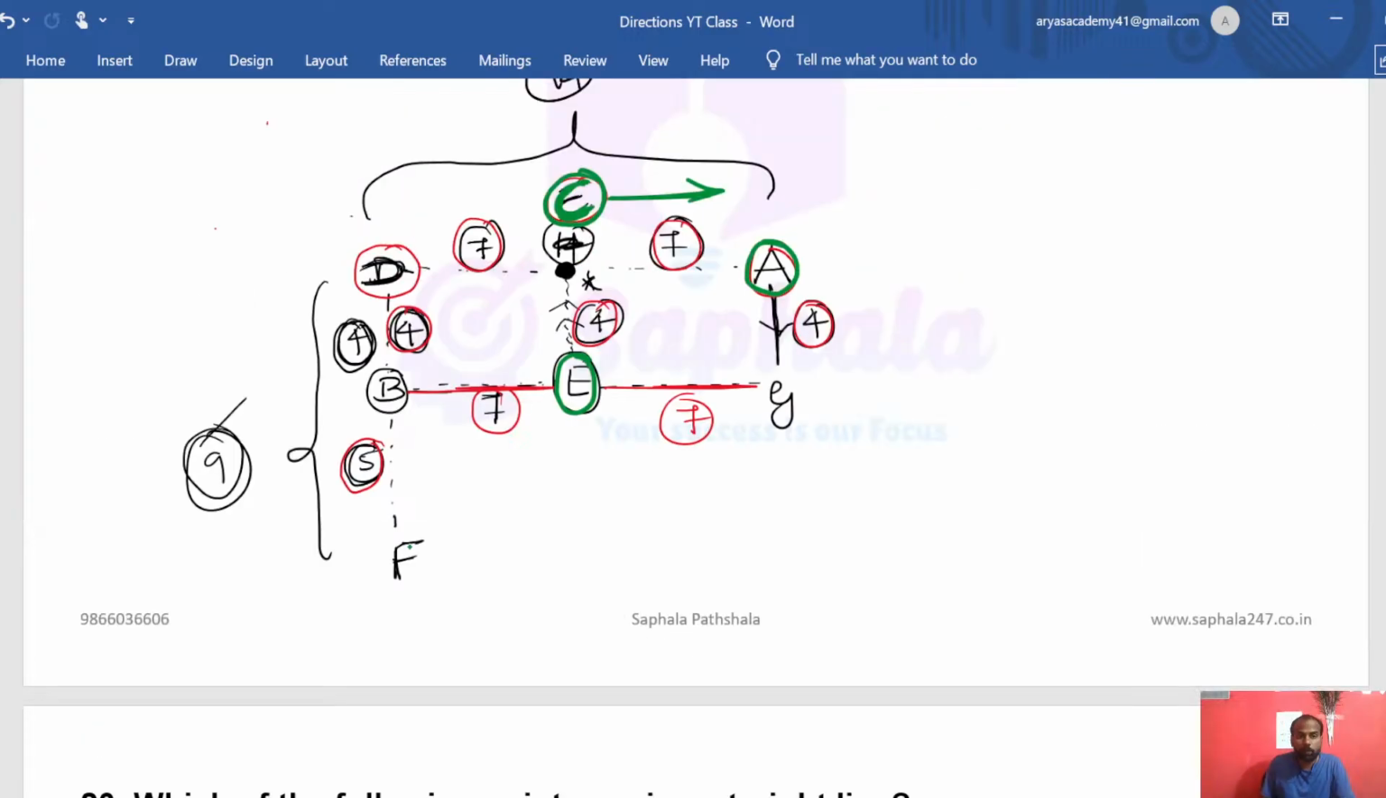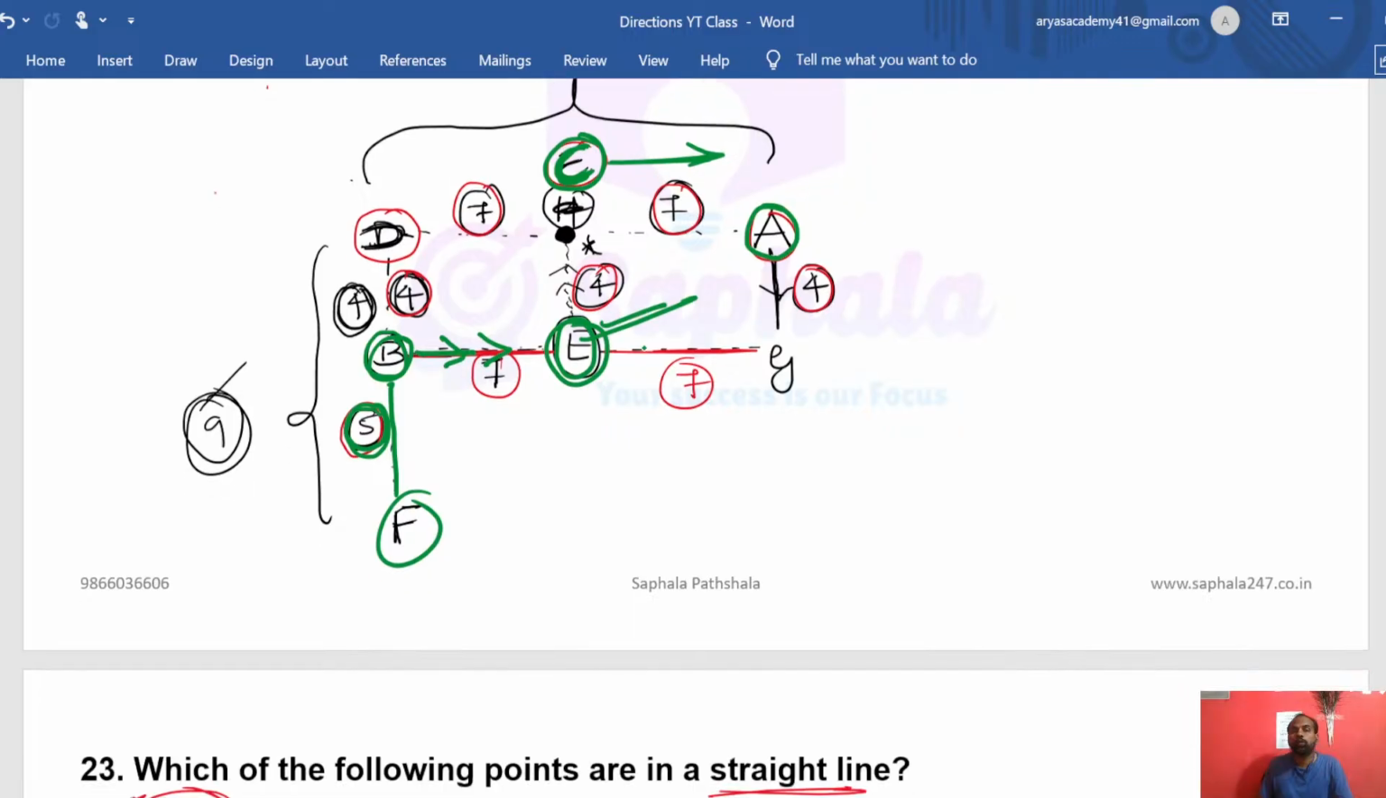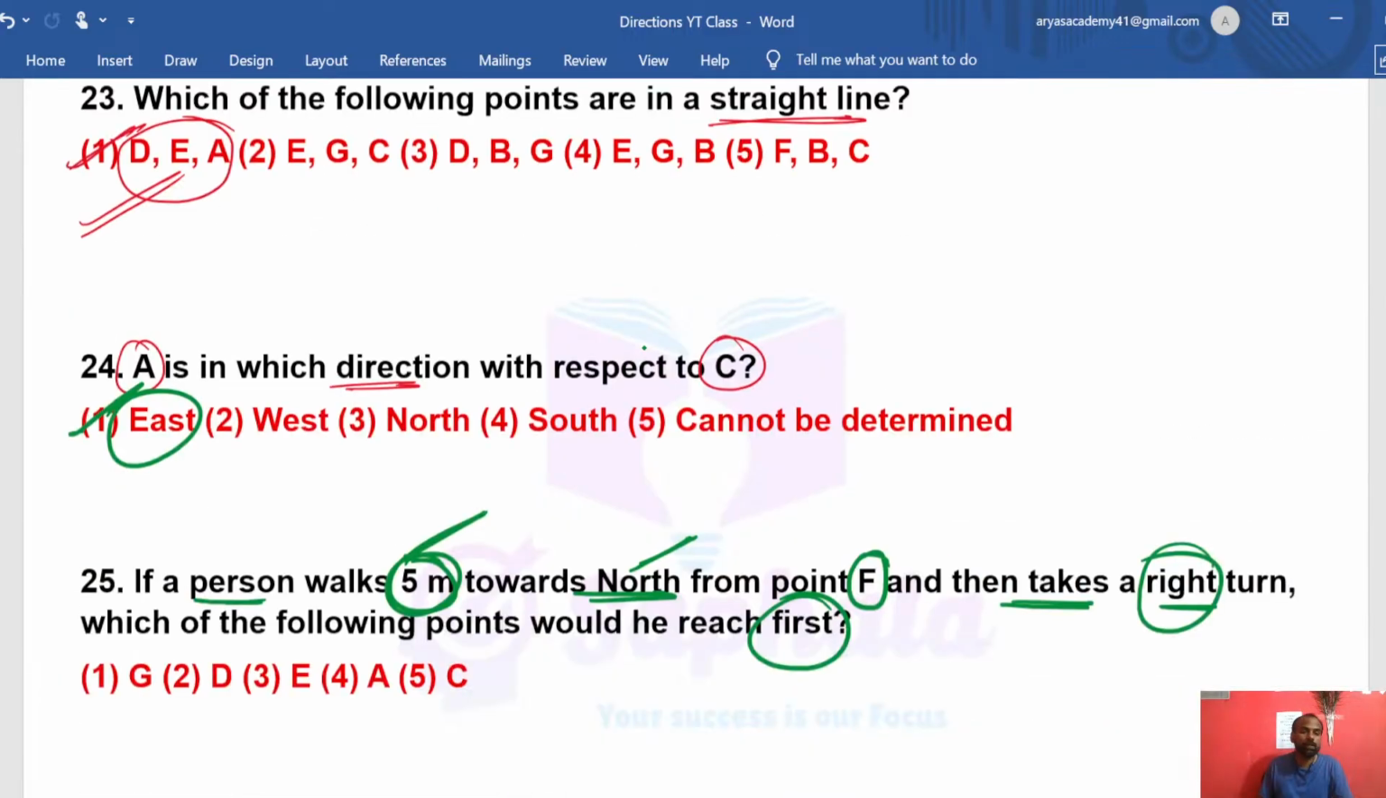So from point F, I already told you this is 5. So if he goes towards north, he will reach B, but that is not our answer. After going 5 meters, he will reach B. Now I have to turn right. After turning right, which is my first point? Point E. Point E is my first point after turning right. So answer is option 3, that is letter E.